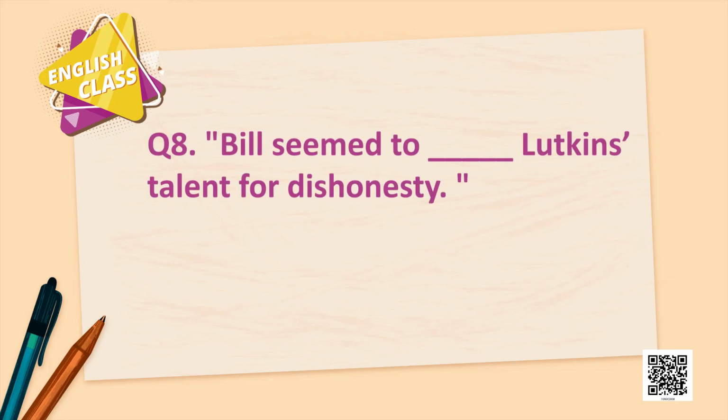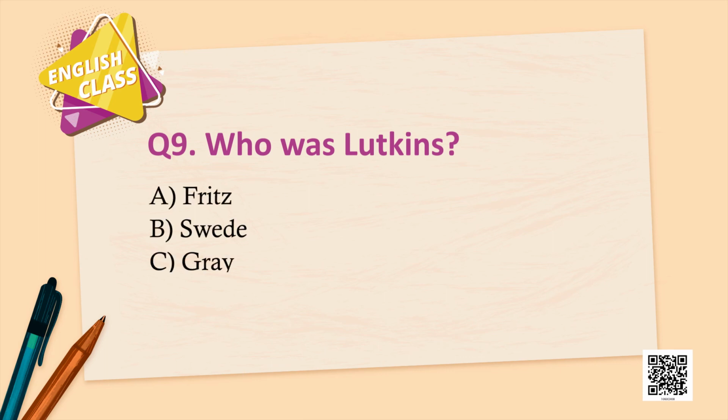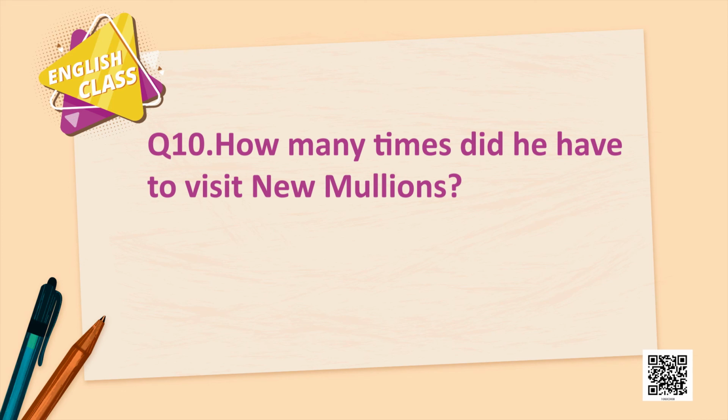Wade's Hill. Right. Question number 8. Bill seemed to admire Lutkins' talent for dishonesty. Dislike, hate, criticize, or admire? Admire. Great, Suhani. Question number 9. Who was Lutkins? Fritz, Swade, Gray, or Bill? Bill. Right. Question number 10. How many times did he have to visit New Mullion? 1, 2, 4, or 5? 2 times. Great. Great work, Suhani.